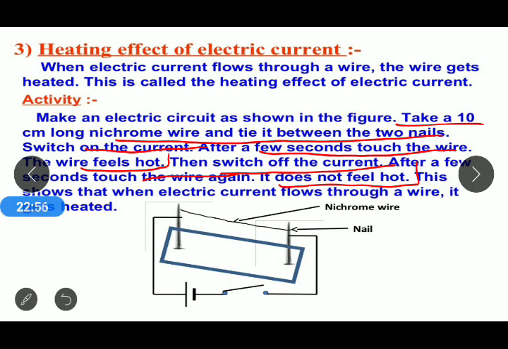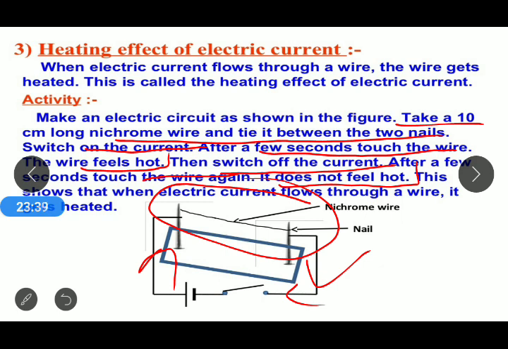A similar thing also happens in this nichrome wire. When electric current flows through the electrical circuit, the nichrome wire gets heated, and when there is no electric current, it does not get heated. So that is what we call the heating effect of electric current. Again, to summarize: when electric current flows through a wire, the wire gets heated. This is called the heating effect of electric current.